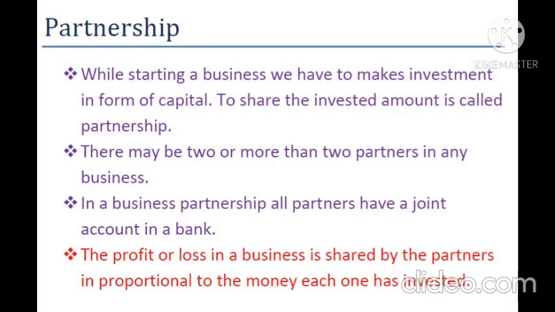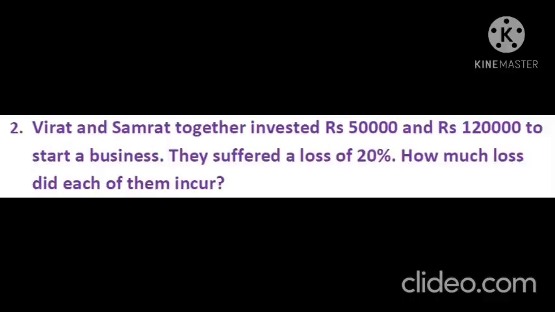The profit or loss in a business is shared by the partners in proportion to the money each one has invested. Virat and Samrat together invested rupees 50,000 and rupees 1,20,000 to start a business. They suffered a loss of 20%. How much loss did each of them incur?